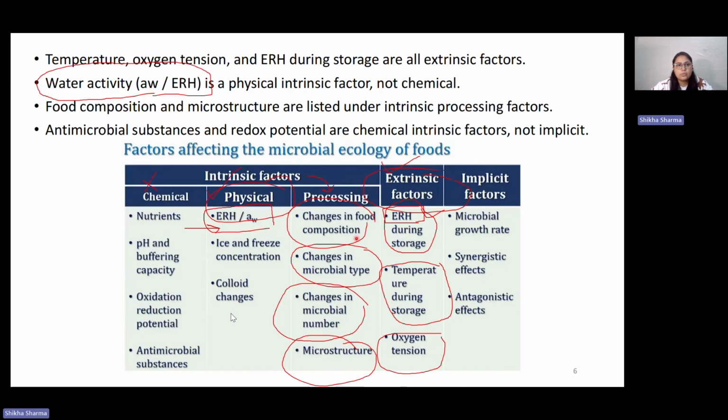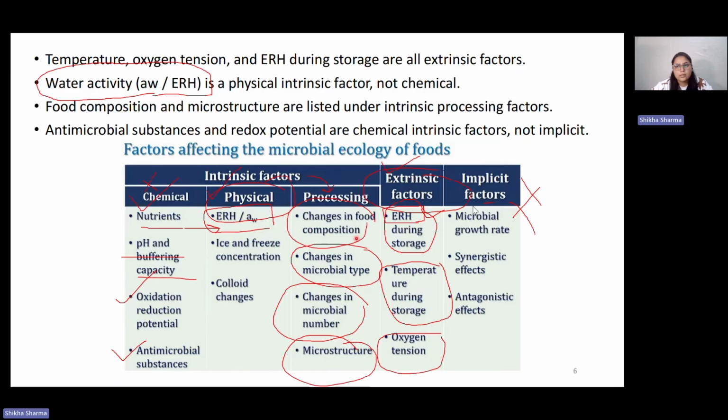And the antimicrobial substances and the redox potential will be the chemical intrinsic factors, and it is not in the implicit factors. So in intrinsic factors, in the chemical one, nutrition is there, then pH and buffering capacity, then oxidation reduction potential, and then antimicrobial substances are there.